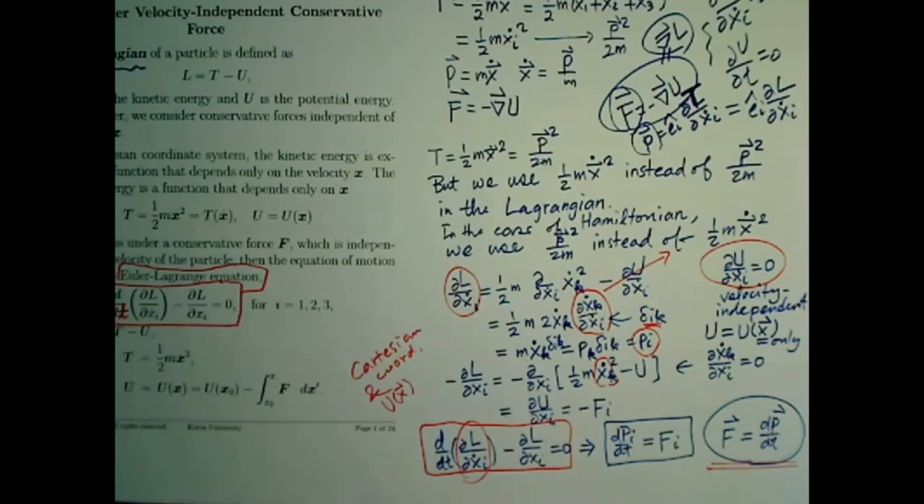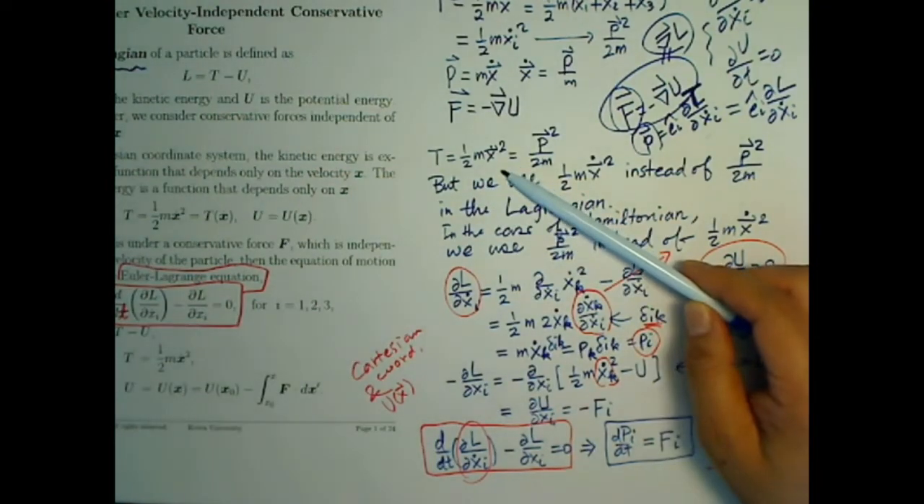Later, we will find the kinetic energy expressed in terms of p squared over 2m in the Hamiltonian mechanics. But as far as Lagrangian mechanics is concerned, we always have to write the kinetic energy in terms of x dot.